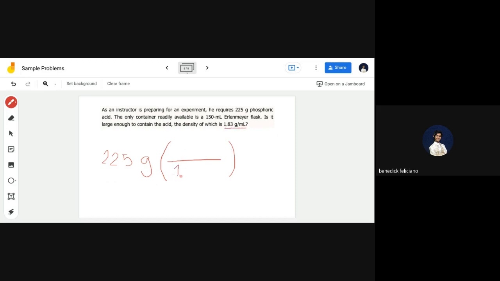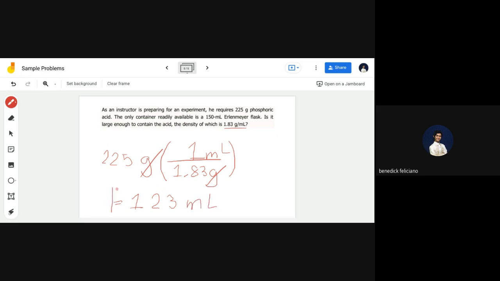So 1.83 will be going on the denominator, and 1 milliliter will be on the top. Then we just cancel out the grams and perform the calculation. 225 divided by 1.83. So our answer is 122.95. But since it is already in three significant figures, our final answer is 123 milliliters.